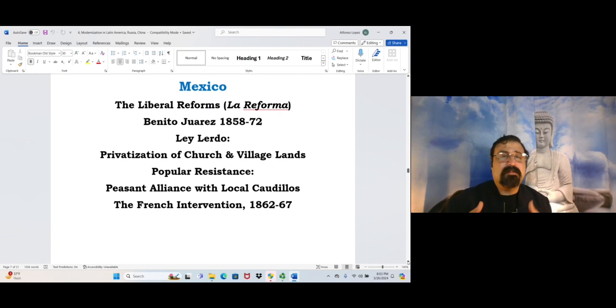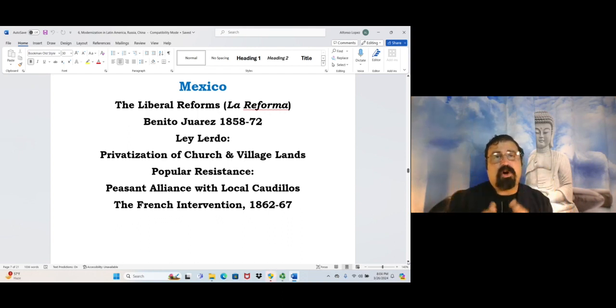In Mexico, we see something similar. We see a series of liberal reforms that initiate in the 1850s. This is a period in time in Mexico known as La Reforma, the reforms, in other words. The leader of the liberals is Benito Juarez, who seizes power in 1858, and he's going to be in charge of trying to modernize Mexico very rapidly.